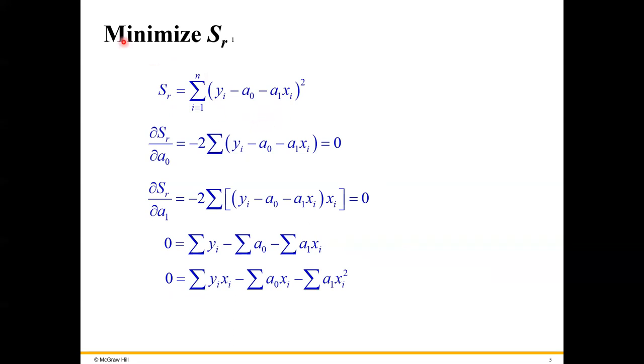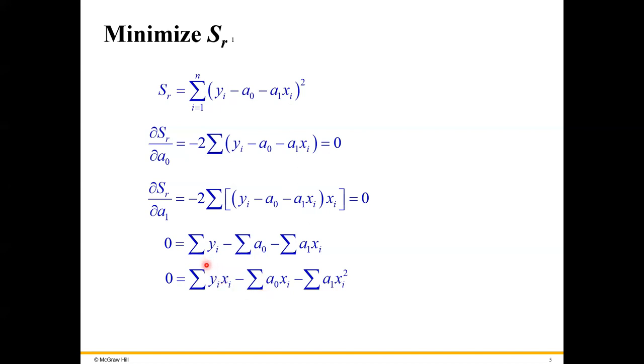For the minimization problem, you take the derivative. In this case, we have two unknowns, a0 and a1, so we can take the derivatives with respect to them one by one. We take the partial derivative of the sum of the squares with respect to a0 and the partial derivative of the sum of the squares with respect to a1, because a0 and a1 are the two coefficients of the line which we want to find. If we simplify these terms and collect the like terms together, then we can get this kind of equation.